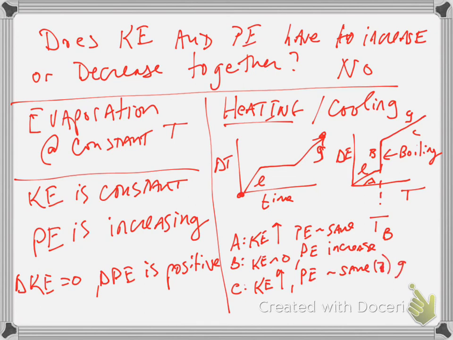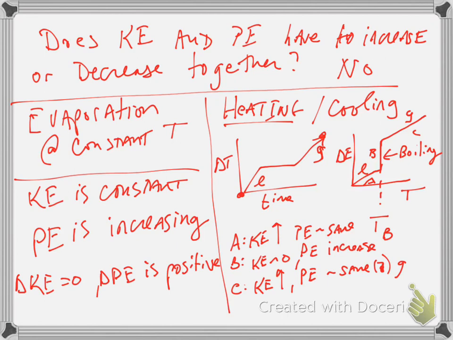Right, so these are the scenarios. A, heating a liquid, kinetic energy increases, but potential energy remains constant. B, through the phase change, kinetic energy change is zero while potential energy is increasing. And C, the kinetic energy increases. So there's really a variety of scenarios with kinetic energy and potential energy.